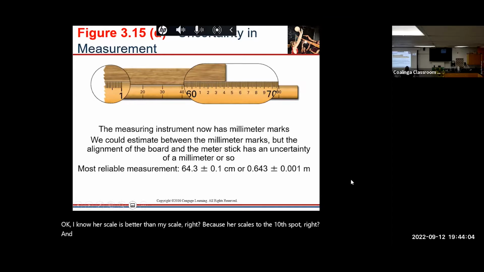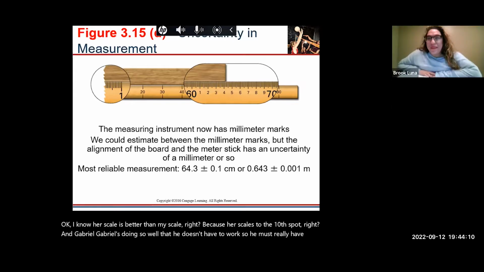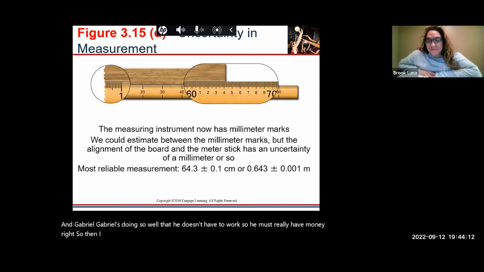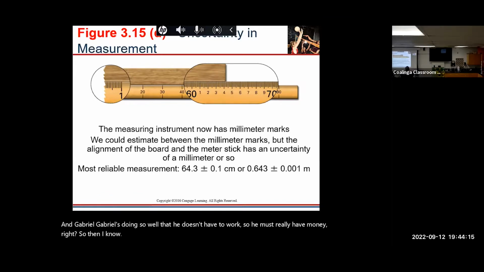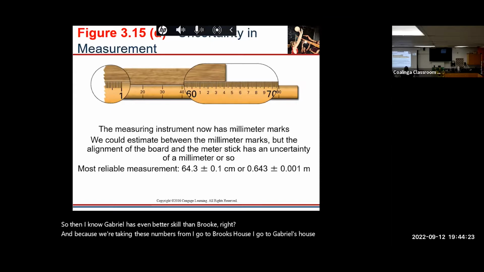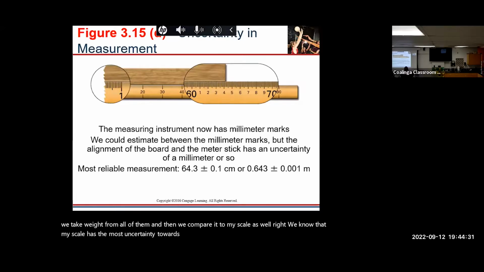And Gabriel, you know, Gabriel's doing so well that he doesn't have to work. So he must really have money, right? No, I'm too poor, so I get it from the government. So then I know Gabriel has an even better scale than Brooke, right? And because we're taking these numbers, I go to Brooke's house, I go to Gabriel's house, and we take weight from all of them, and then we compare it to my scale as well, right? We know that my scale has the most uncertainty. So we have to use my scale to determine the number of significant figures, because we're using my scale in addition to Brooke's and Gabriel's scales, right?